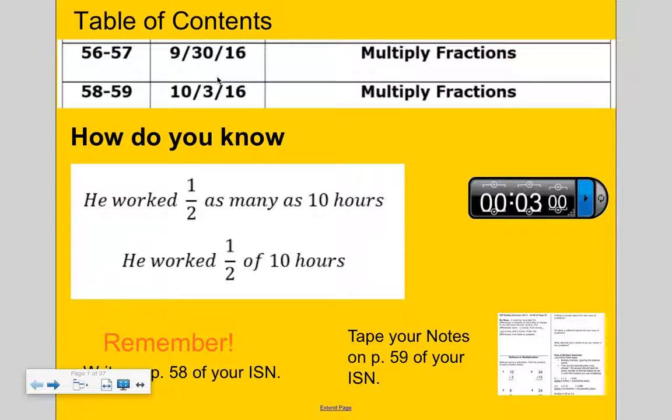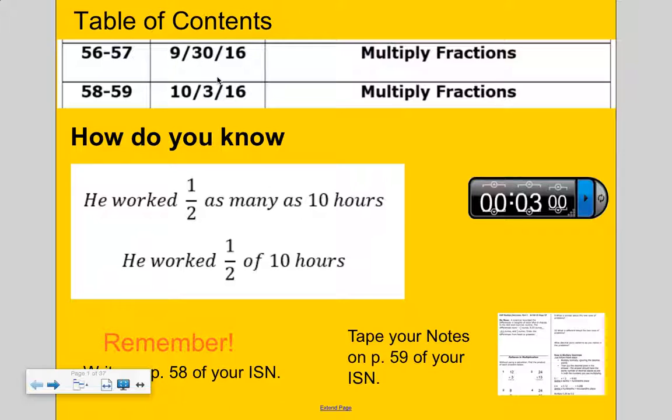This lesson is over how to multiply mixed numbers. So let's look at our number routine. He worked half as many as 10 hours. He worked half of 10 hours. Do they mean the same thing to you? They do mean the same thing.